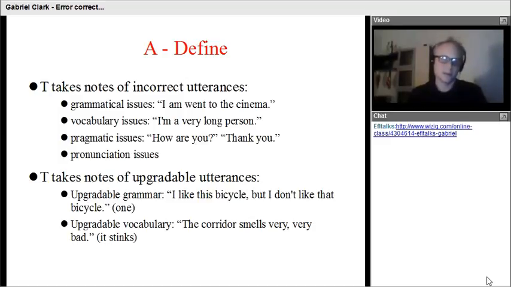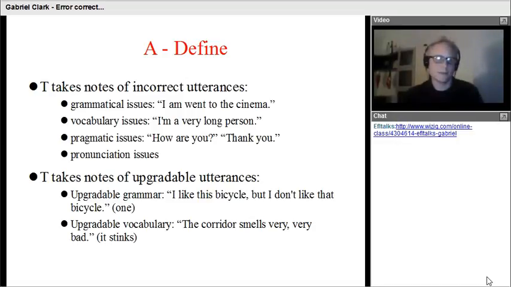So you can also make a note of words and sentences that are being pronounced incorrectly, which you can also address in the error correction itself. But not only incorrect utterances, you could also take notes of upgradable utterances. So things that you can teach your students that could make their English better. Even if what they're saying is correct, you can always make it more impressive and upgrade it.